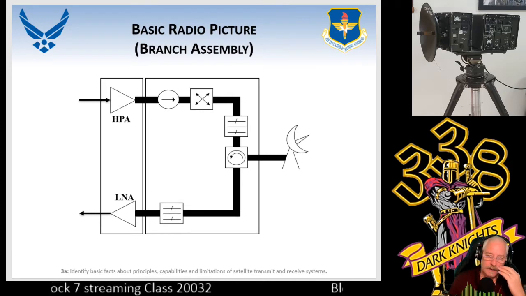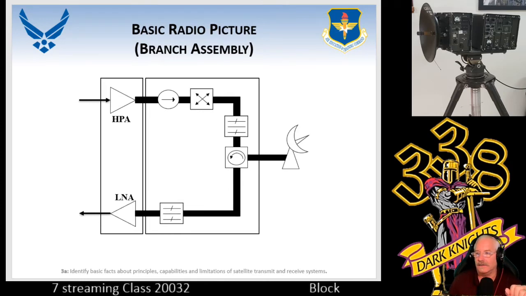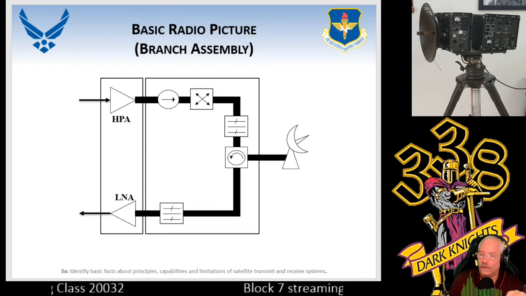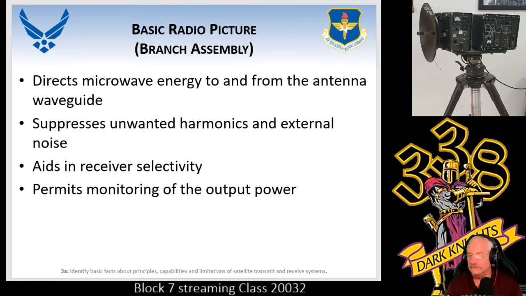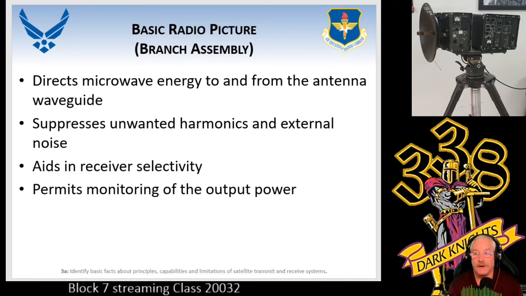We also have something that we go through called a branch assembly. The branch assembly is a passive device in this case where there is no electricity provided, but it does some important parts with it. So let's take a look at this. What does it do? Well, first of all, you've got to get the frequencies to and from the antenna. There are some portions of this branch assembly that eliminate harmonics and noise.